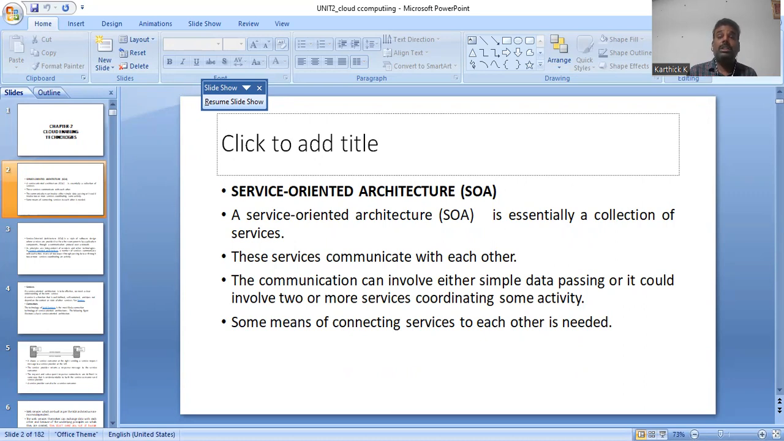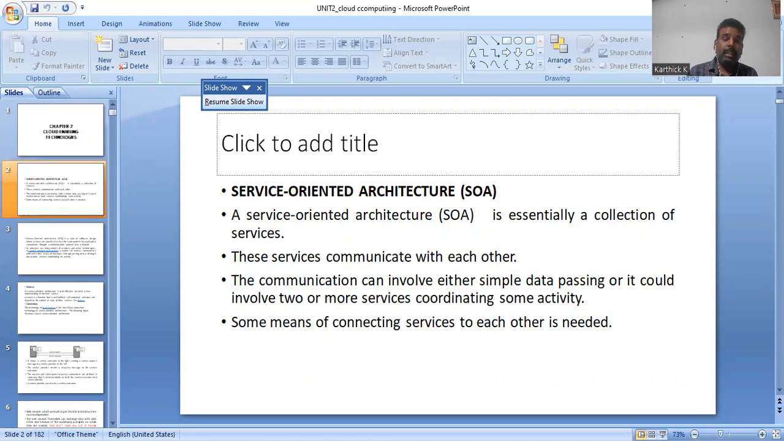So these services will communicate with each other in cloud computing. This communication can involve either simple data passing or two or more services coordinating some activity, right? Some means of connecting services to each other is needed. So service oriented architecture is a style of software design where services are provided to other components by application components through a communication protocol over a network.